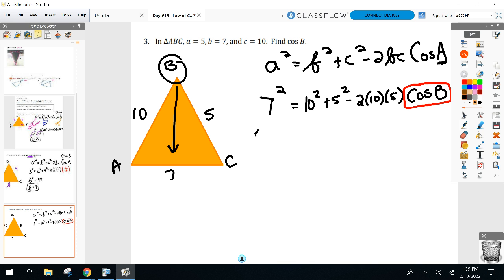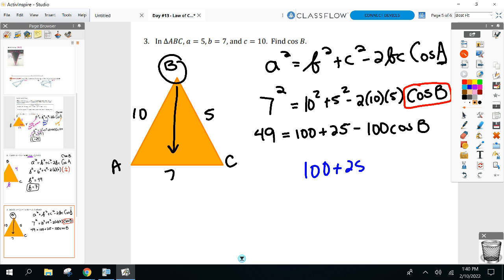All right, cleanup time. 49, 100, 25, minus 2 times 10 times 5, 100 cosine B. So I just squared them. Now here's where I got to get nuts. You cannot combine all 3 of these. Here's why. Watch. If you walked into class today and I said, could you combine those 3, what would you tell me?